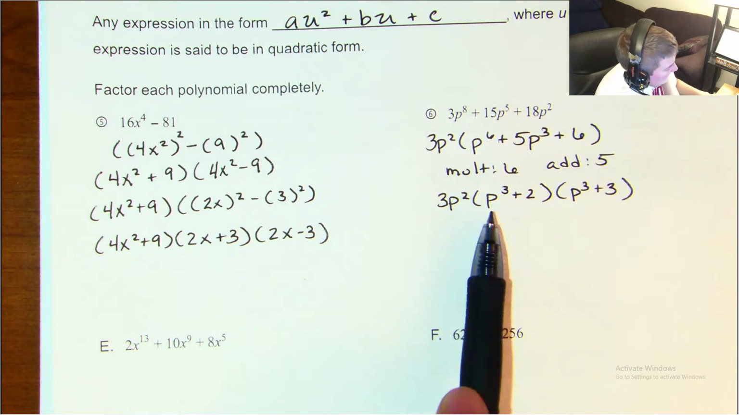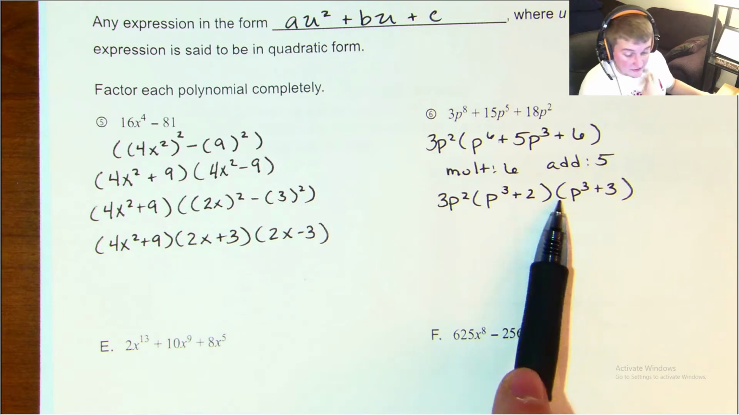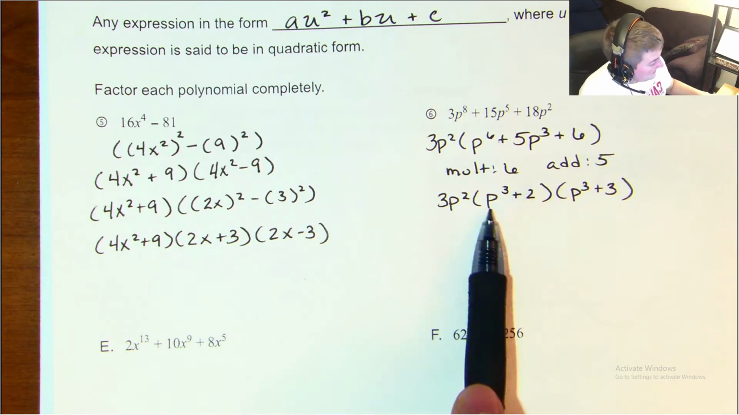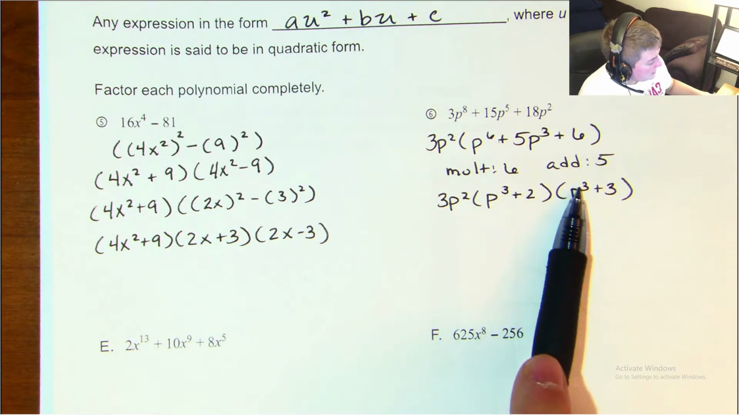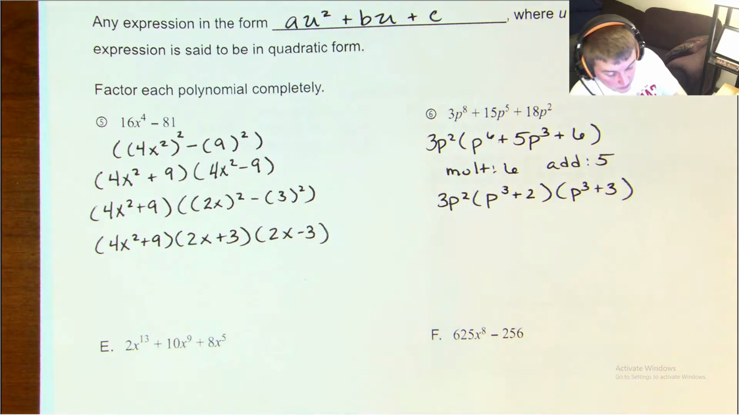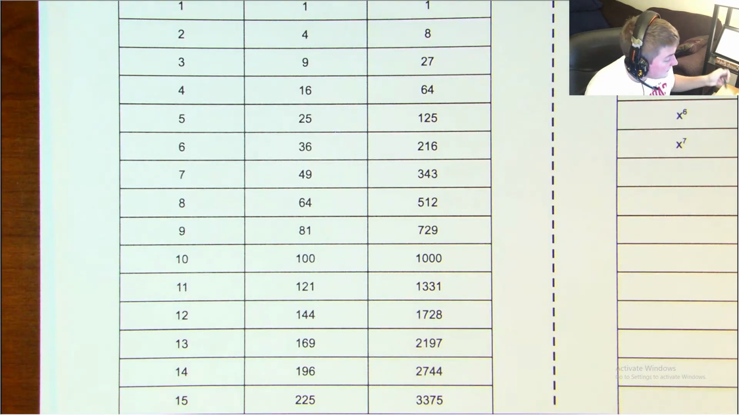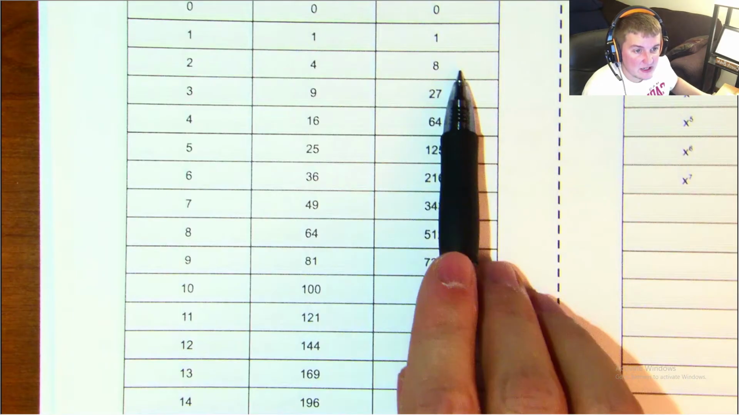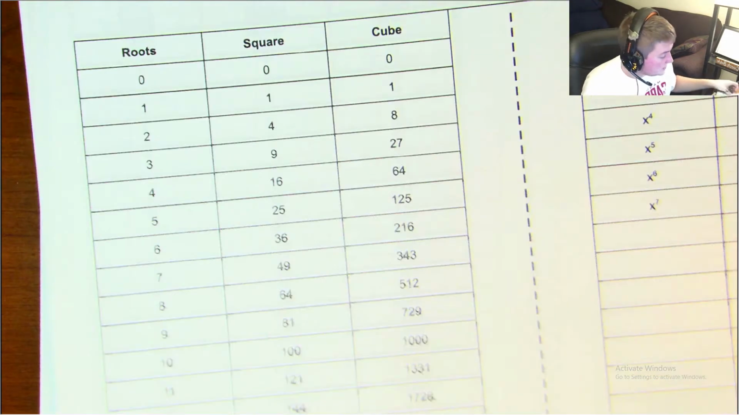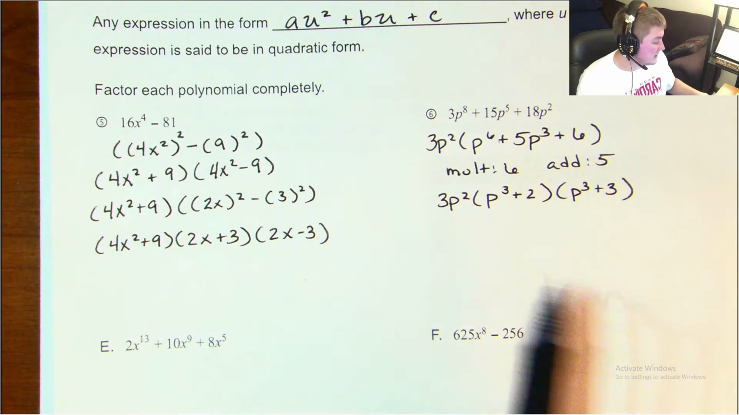Okay, so then as I look at this, I want to check to see if this can be factored further. I'm identifying p cubed as a perfect cube. So I just have to check whether 2 or 3 are perfect cubes. If I go to my perfect cube list, they're not on it, so they're not perfect cubes, meaning that this is completely factored.